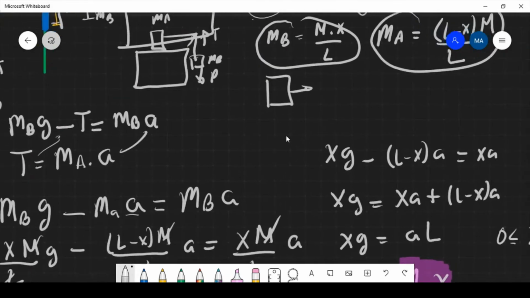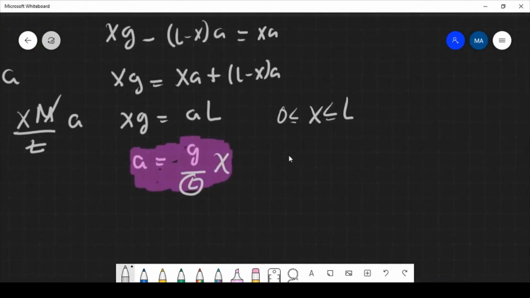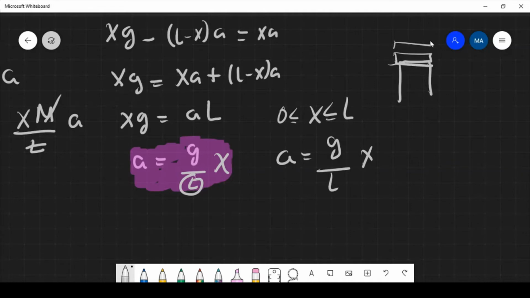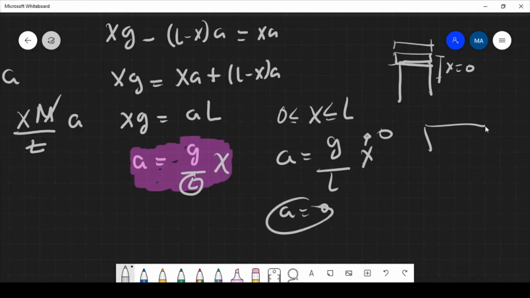So over here, let's see if this expression functions, okay? So A is equal to G divided by L times X. So what if everything is above the table? All the length is above the table. So X is equal to 0, because everything is on the table. So A is equal to 0. Exactly, because everything is on the table, so you don't have acceleration.